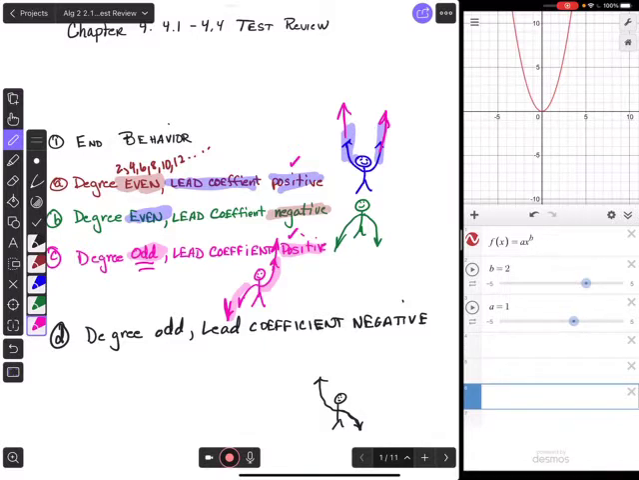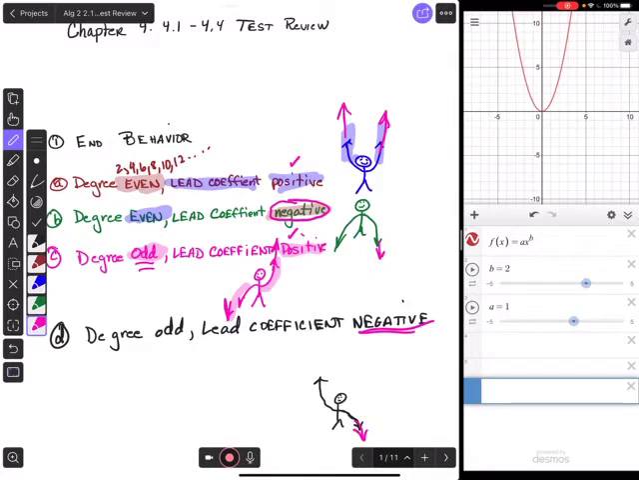Okay? When we have negative lead coefficients, the right-hand side is going to go down first. You can even see down here, the right-hand side goes down first if the lead coefficient is negative. And then the left-hand side depends again on whether it is even. If it's even, left-hand side does the same thing. If it's odd, left-hand side does the opposite thing.